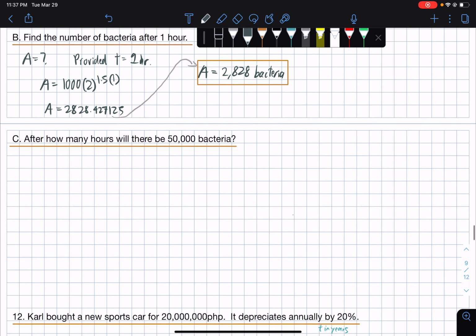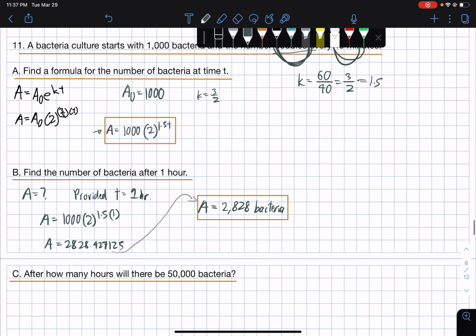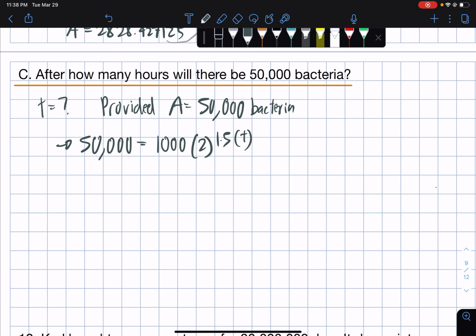For letter C, after how many hours will there be 50,000 bacteria? So the question is T is equal to question mark, provided that A is equal to 50,000 bacteria. So same old, same old. Let's just substitute the value. So 50,000 is equal to 1,000 times 2 raised to 1.5 times T. So this is our equation.